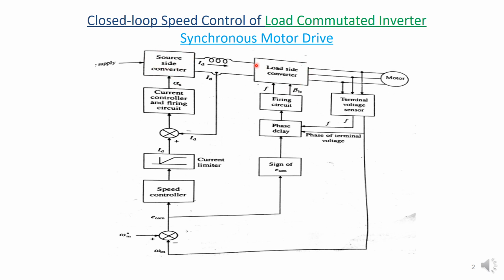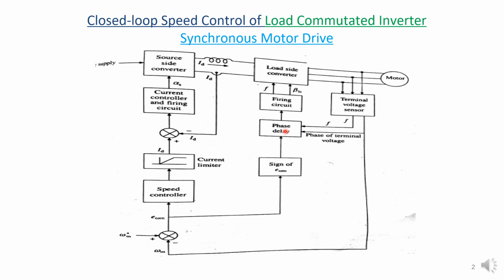So here we have a source side converter, and the load side converter is connected to the motor, and we have a terminal voltage sensor here. This voltage sensor can sense the frequency of the motor by measuring the terminal voltage, and also the speed of the motor. You can see here the frequency and the phase of the terminal voltage are given to the phase delay circuit.